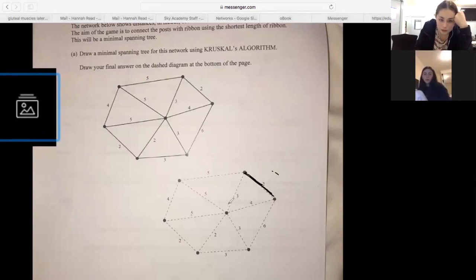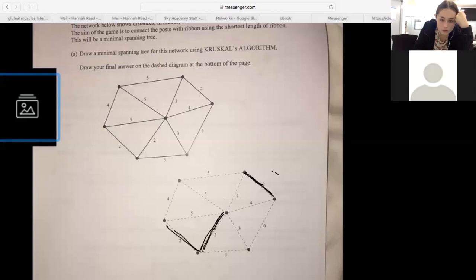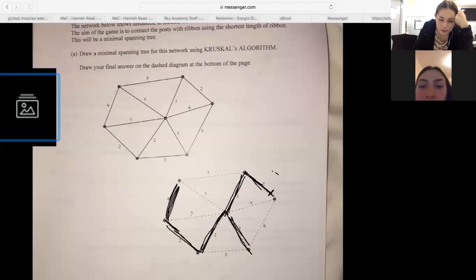Okay, 2, 2, 2, 2, 2, 2, 3, 3, 4. Is this what you got? The bow shape thing? Kind of.